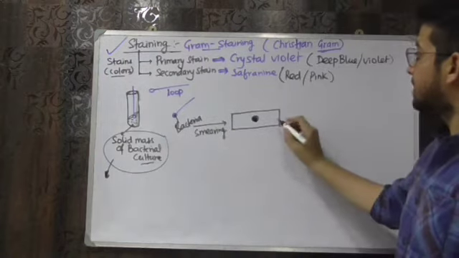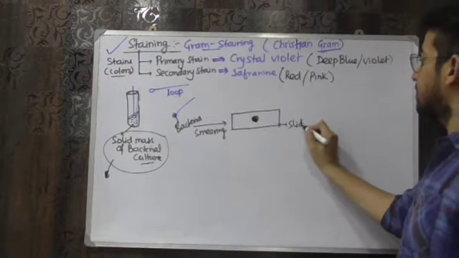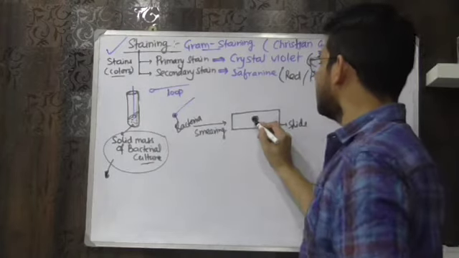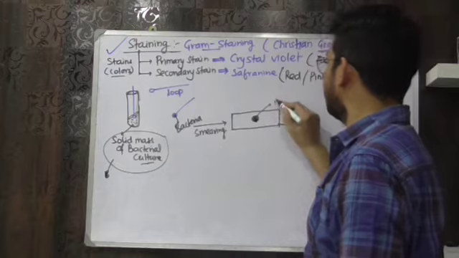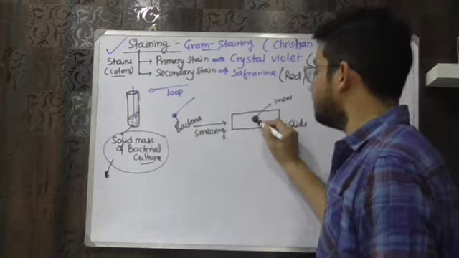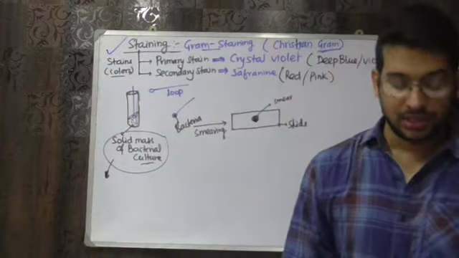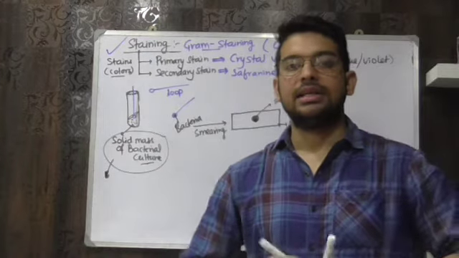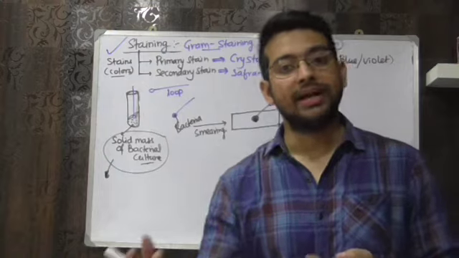This is a slide, a glass slide. You have seen a glass slide, I hope. So this is a smear, and this smear consists of a number of bacteria. Now, this smear has both kinds of bacteria. It has gram-positive as well as gram-negative bacteria.